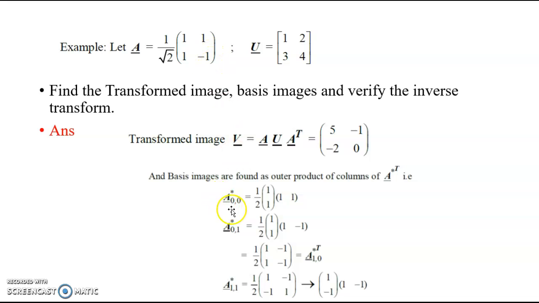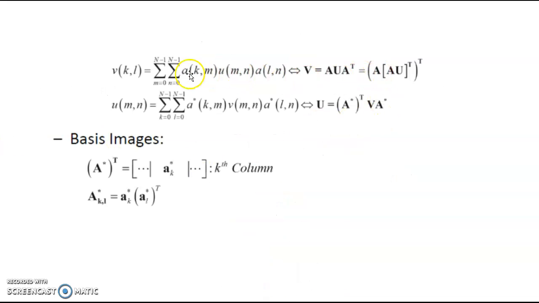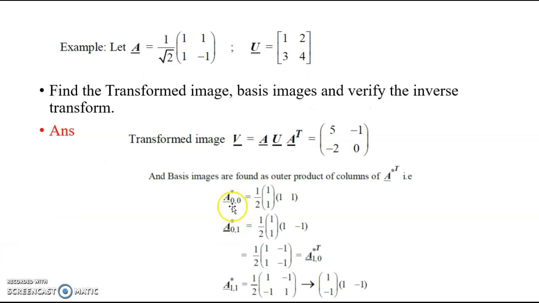So A00 conjugate: as I said, to find out the kth element, I take the kth column and multiply it with the lth column transpose. So you will get the kth coefficient. In order to get the 0th coefficient, I have to take the 0th column. The 0th column of A is 1 1. So I have 1 1 multiplied with the 0th column transpose, 1 1 transpose. Here I have 1 by root 2 outside, so 1 by root 2 into 1 by root 2, which gives 1 by 2.